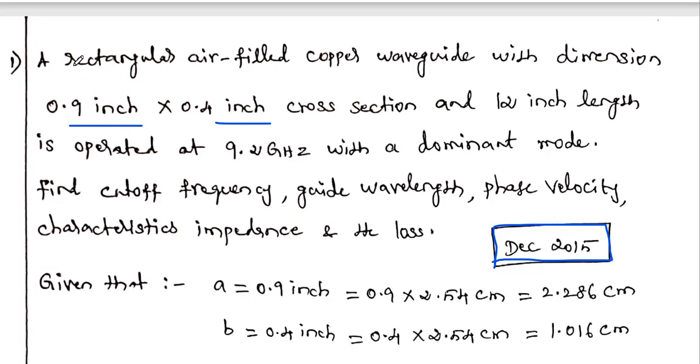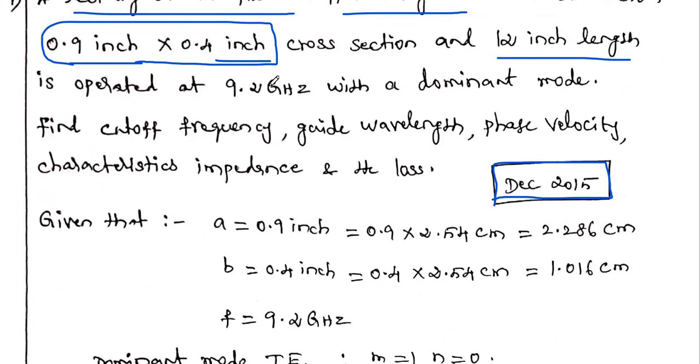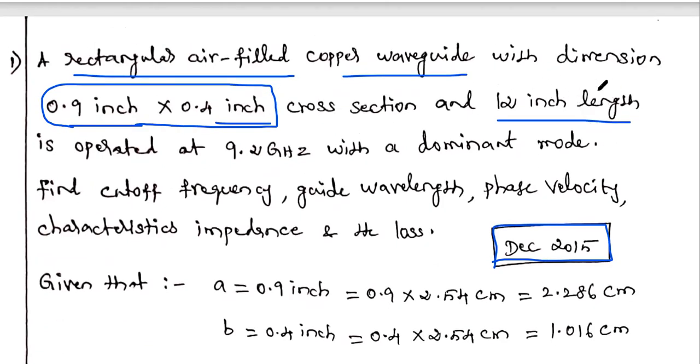If you substitute as it is, that is 0.9 inch, assuming it as 0.9 centimeter without converting into meter, that is the wrong answer. Okay, this is the important point you should know. So you see the question: a rectangular air-filled copper waveguide with a cross section of 0.9 inch cross 0.4 inch and 12 inch length. The waveguide length is 12 inches, 0.9 inch is the a value, and 0.4 is the b value, and it is operated at 9.2 gigahertz.